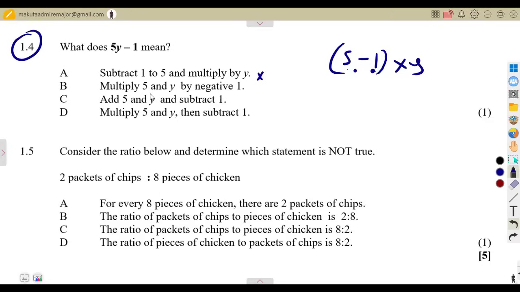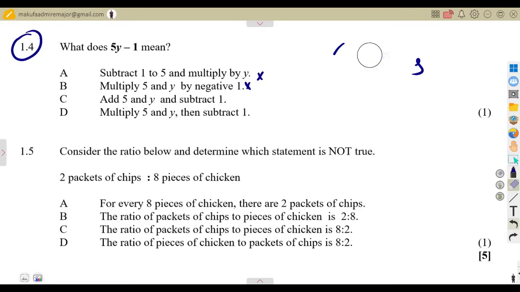B, multiply 5 by y. Multiply 5 and y by negative 1. No, it does not make sense. This is wrong.